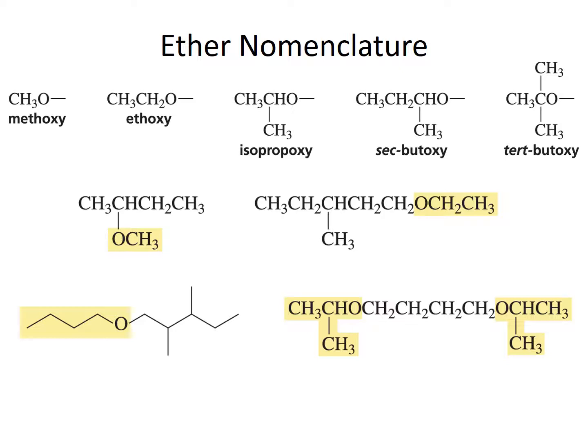So for the top left, we have a 4-carbon chain with an ether on the second position. So it would be a 2-methoxybutane. For the one on the right, we have an ether on the 1 position. Our longest carbon chain would be 5 carbons. So we would have a 1-ethoxy-3-methylpentane. Pause the video and try to complete the bottom 2 on your own.